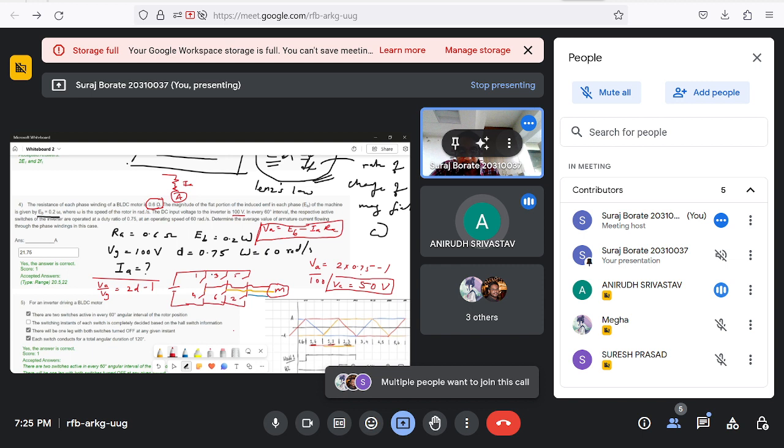Are you sure you are getting this with this formula? Let me check. What is VA, 50 plus 2 into RA, which is 0.6. I made a small mistake. It will be V is equal to EMF plus current times resistance, not minus.